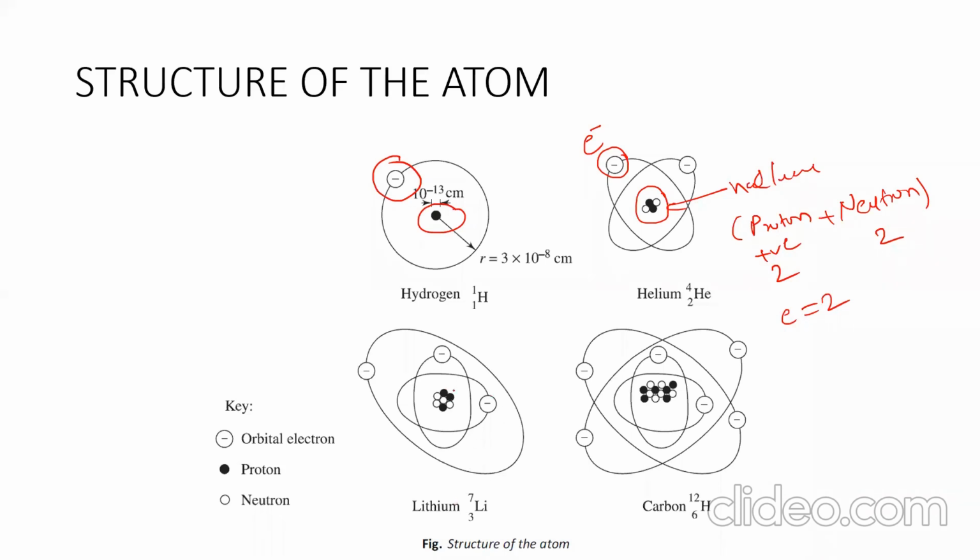In case of lithium, there are three protons, four neutrons, and three electrons. In case of carbon, there are six protons and six neutrons, and the number of electrons is equal to 6. By mistake, I think the chemical symbol of carbon is wrong. It must be capital C. It should be capital C.